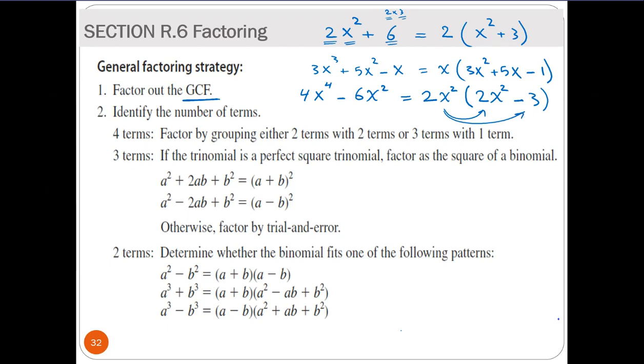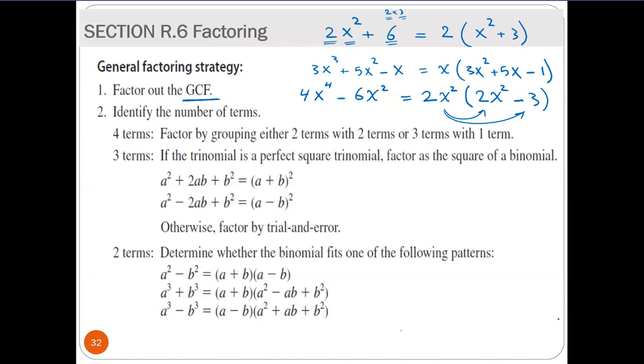If you multiply 2x squared with 2x squared, you have 4x to the power 4, and if you multiply 2x squared with negative 3, we have negative 6x squared. So if we need to factorize, you must go to the greatest common factor first. This is the first process. If we have a greatest common factor, you must do it as the first step.